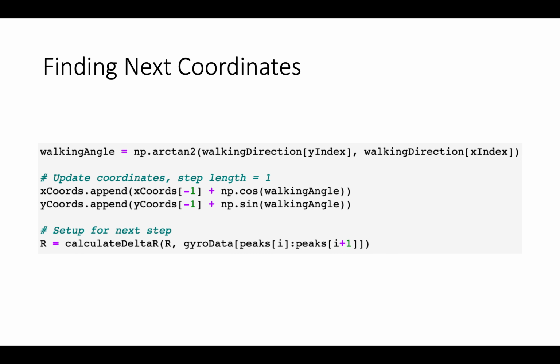Now we can use the walking direction to find the next coordinates of the trajectory. I assumed a step length of 1, so the next coordinates were simply the unit vector of the walking direction added to the previous coordinates. We also update our rotation matrix for the next step by integrating the gyro data over that step.